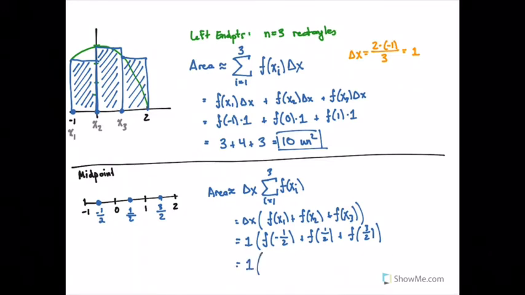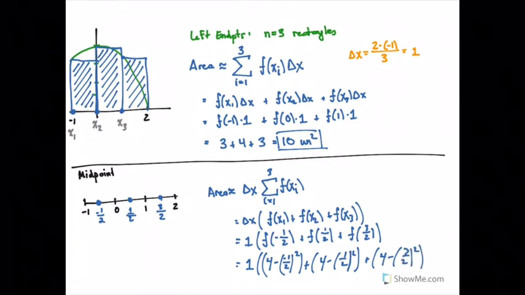which would be 1 times 4 minus -1/2 squared, plus 4 minus 1/2 squared, whole thing, plus 4 minus 3/2 squared. That would be the midpoint rule, and that will correspond to a different picture. We have 2 more that we're going to look at.